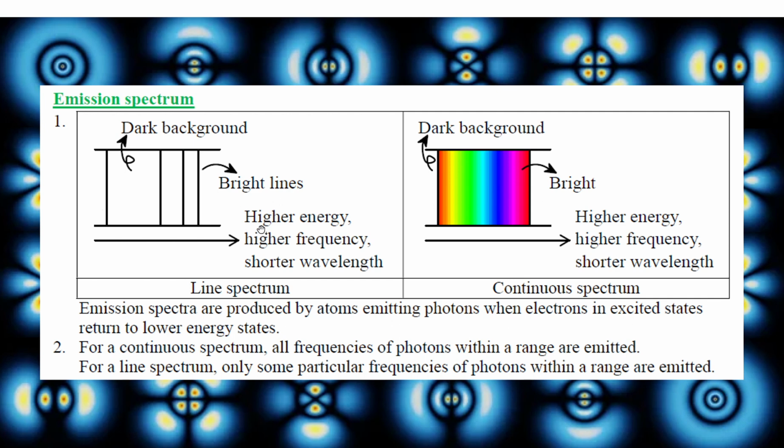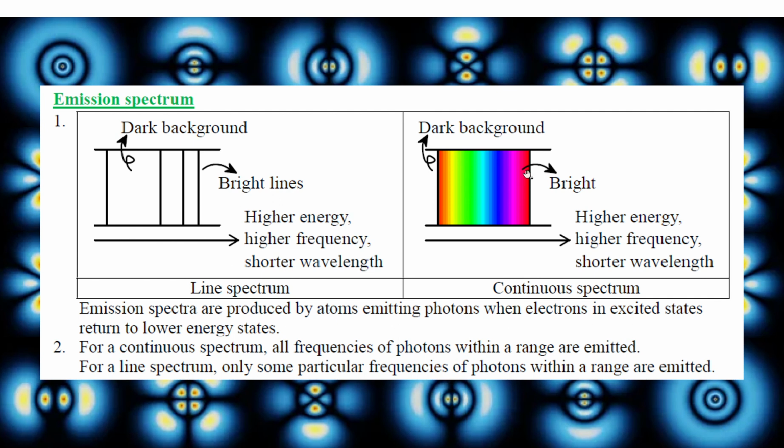And in this spectrum, each line is the emission of the light, okay? And the horizontal axis is the frequency of the light emitted. From left to right is higher energy, higher frequency, and shorter wavelength, okay?